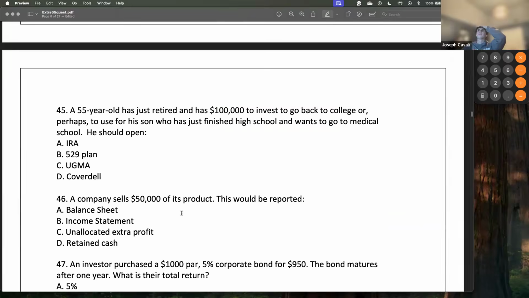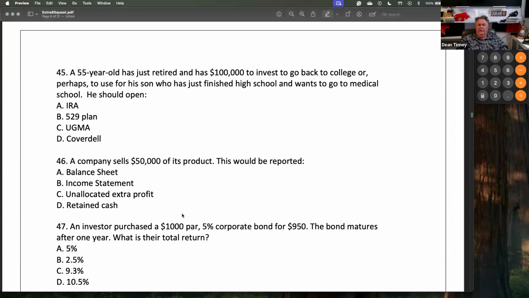Okay. 45. A 55-year-old has just retired and has $100,000 to invest to go back to college, or perhaps to use for his son who's just finished high school and wants to go to medical school. He should open a 529. Right on, because he's going to have control of those assets.